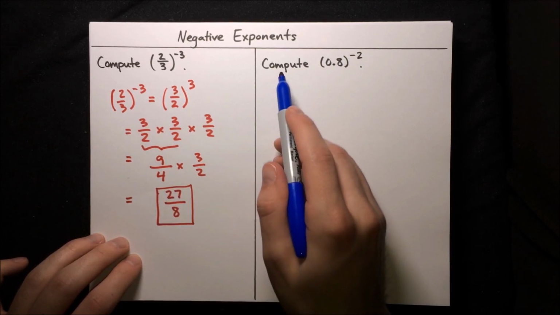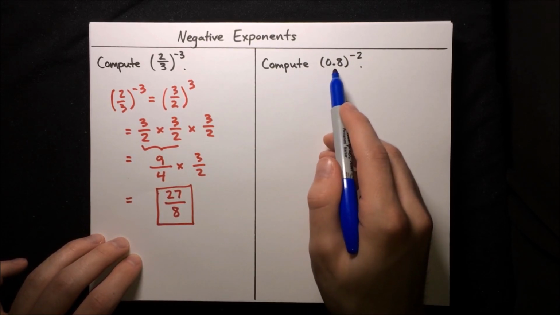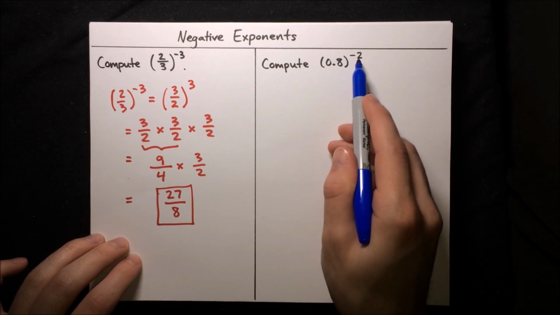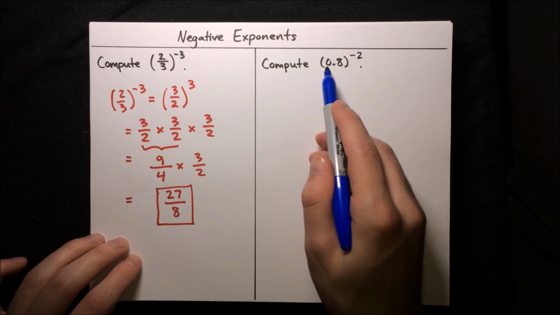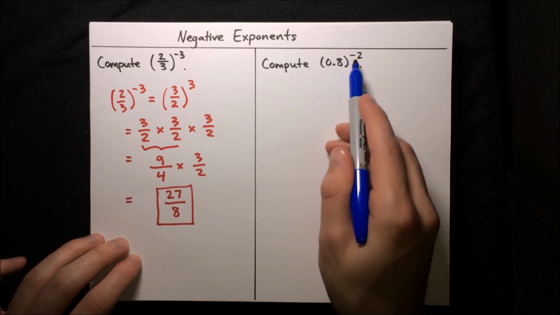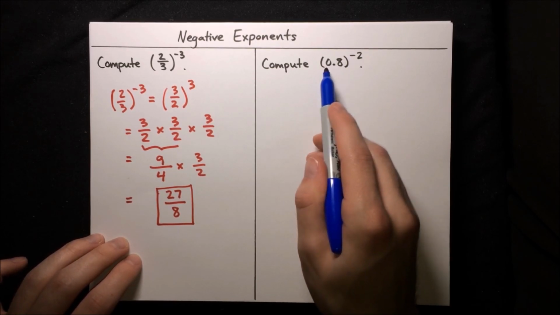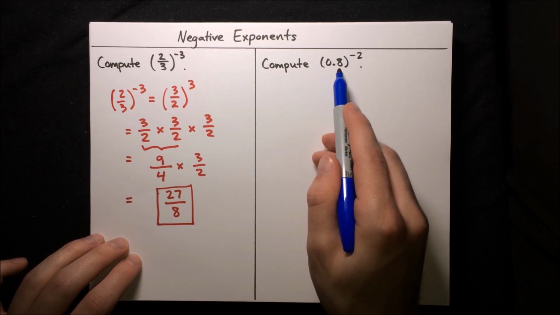Okay, next problem. We want to compute the decimal 0.8 raised to the power of negative 2. Okay, so the way that we've been doing this is just taking the reciprocal of the base here and then raising it to the positive of the exponent. What is the reciprocal of 0.8 though? That's a little bit trickier to figure out.